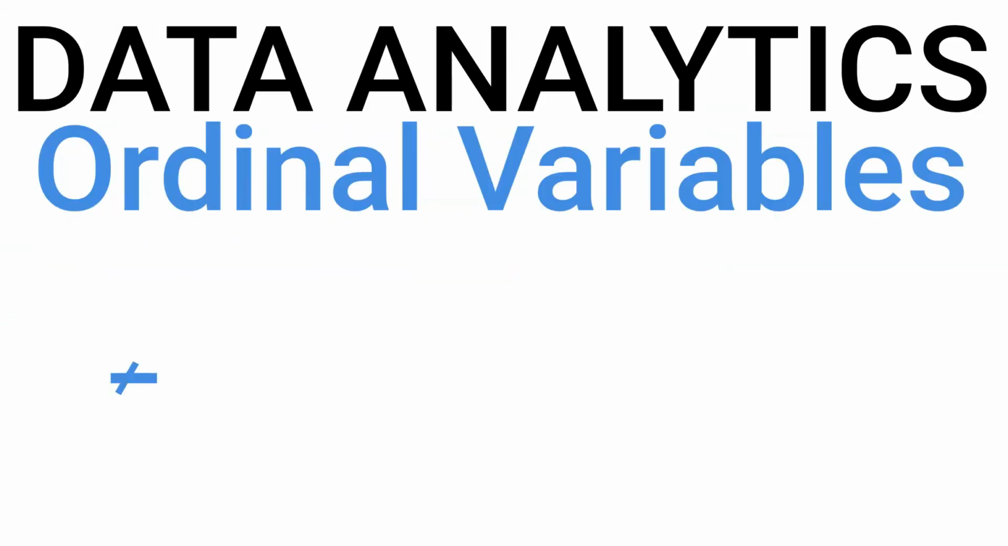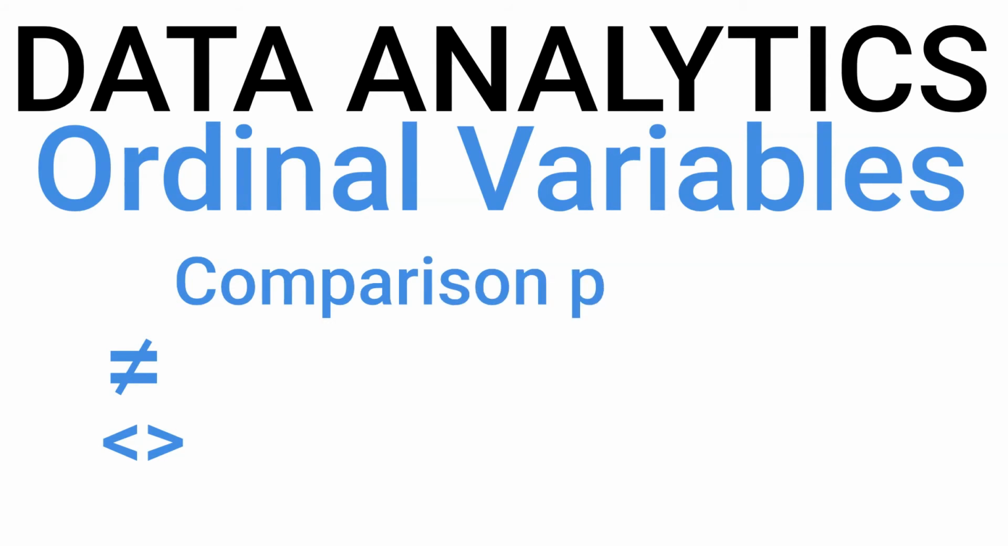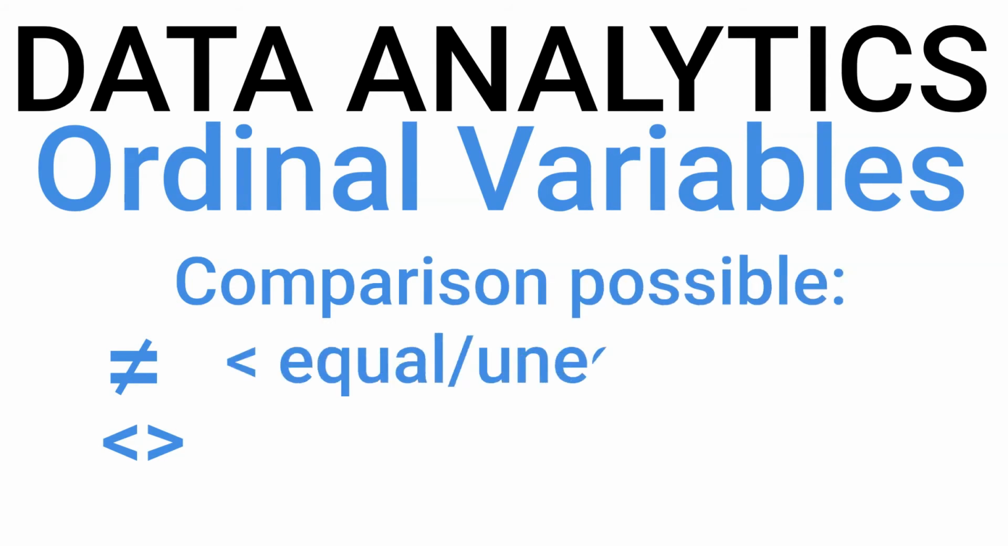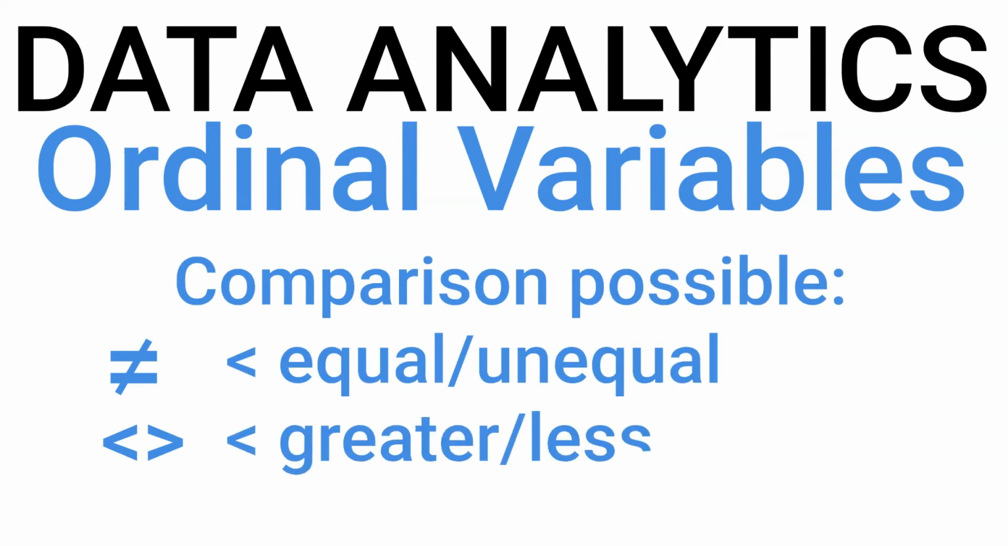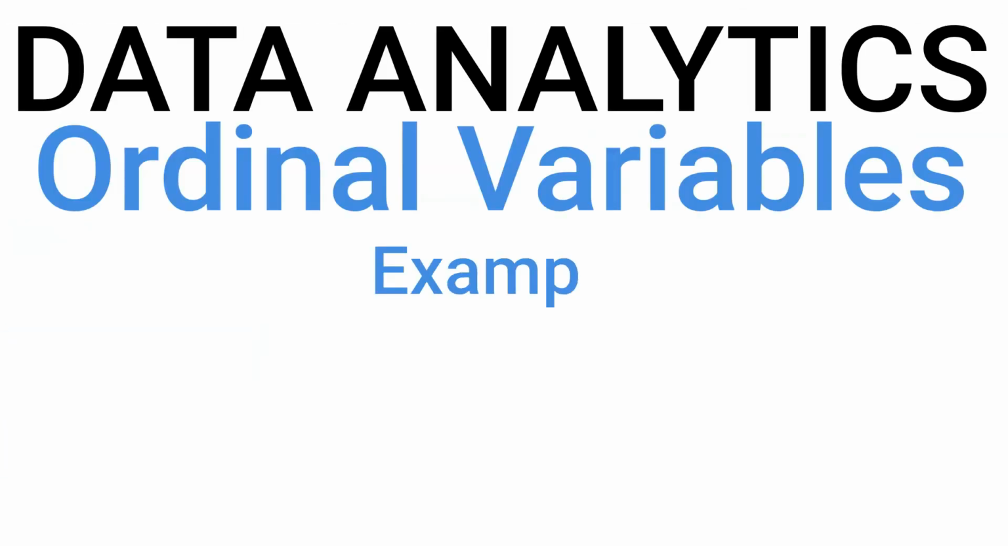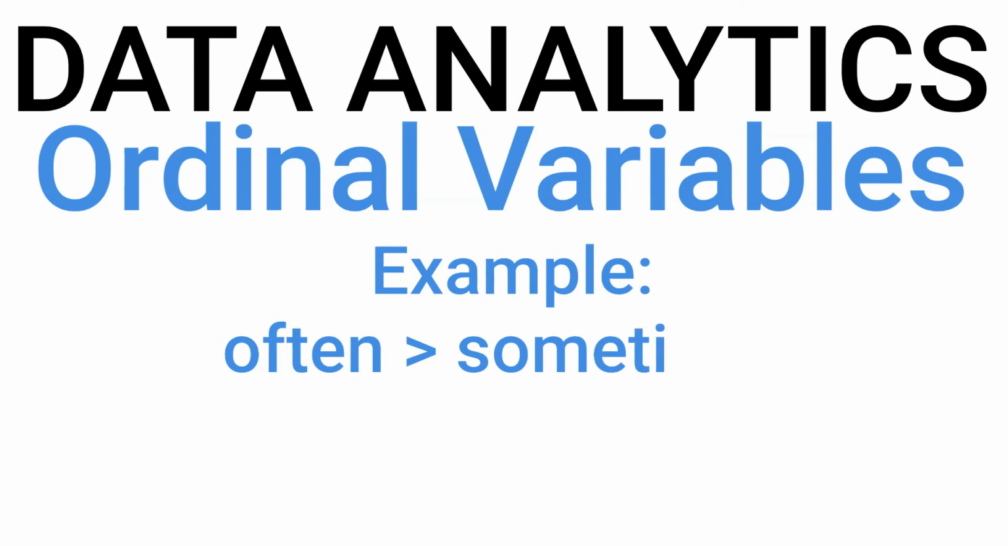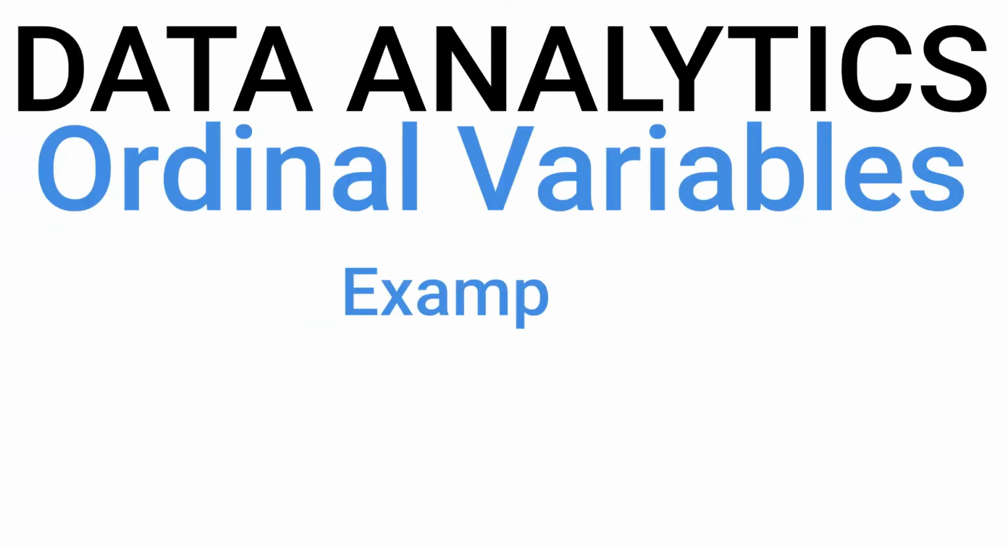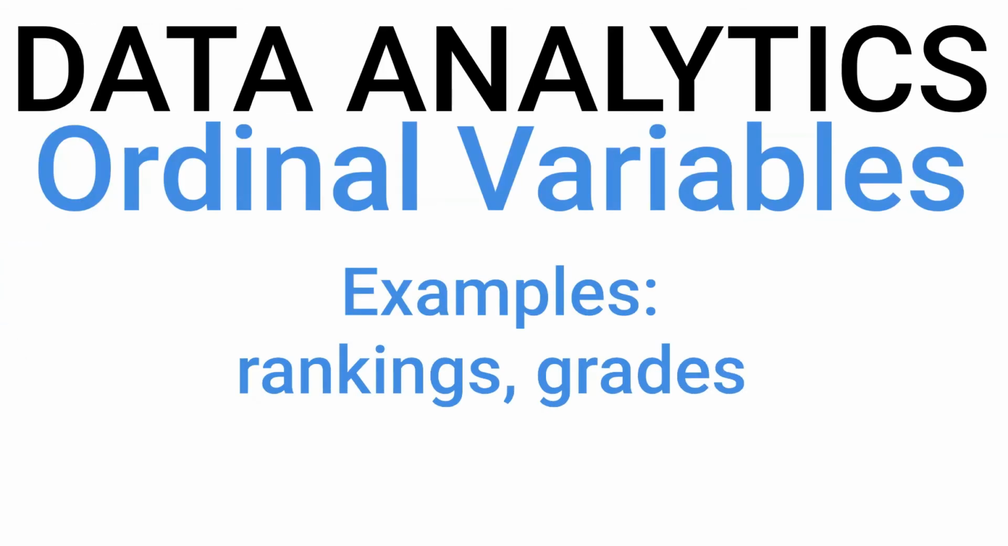There are two possible comparisons. First, we are able to compare if a value is equal or unequal. Second, we are able to define if a value is greater or less than another value. For example, often is more frequent than sometimes. In general, rankings, grades or agreement are examples of ordinal variables.